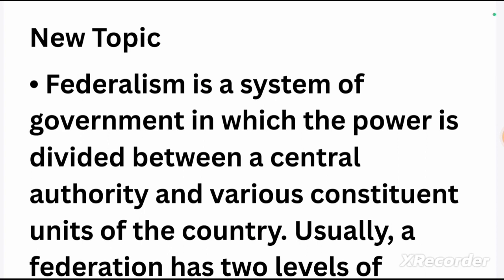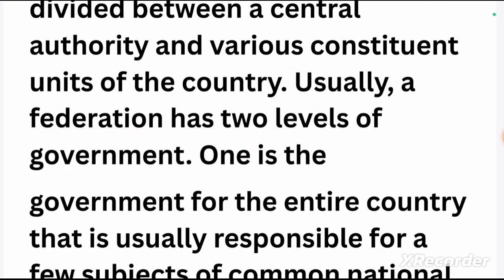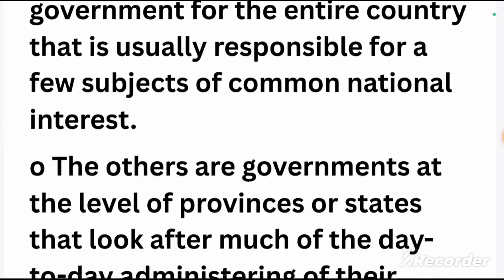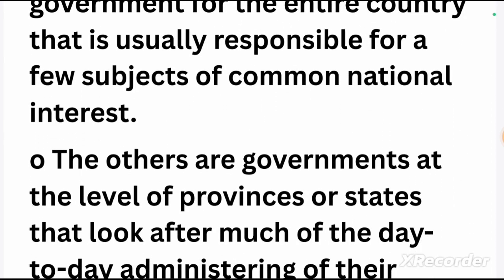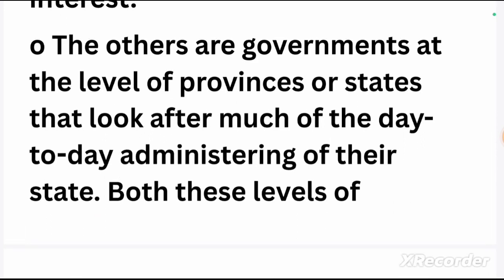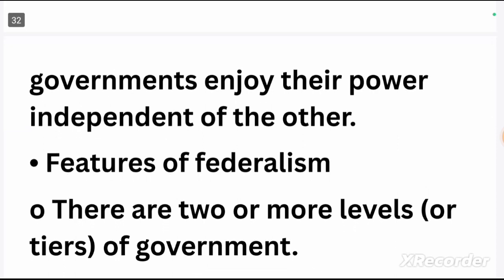New topic. Federalism. Federalism is the system of government in which the power is divided between the central authority and various constitutional units of the country. Usually, a federation has two levels of the government. One is the government for the entire country that is usually responsible for few subjects of common national interest. Other are governments at the levels of provinces or state that look after much of the day-to-day administrating of the state. Both these levels of government enjoy the power independent of the other.